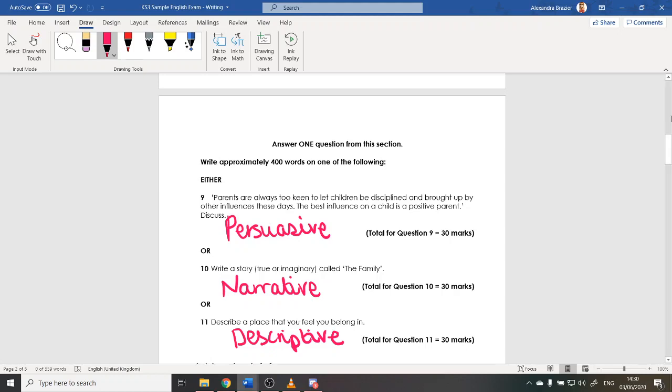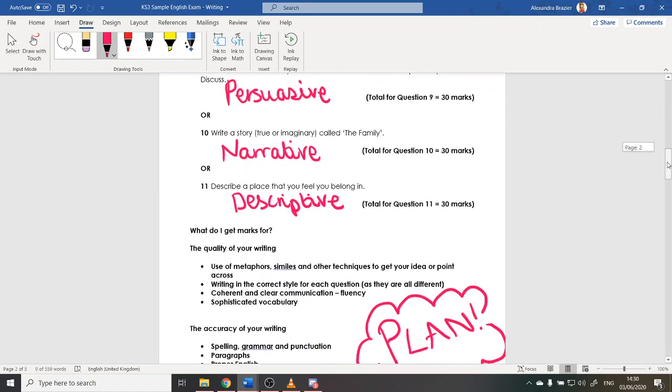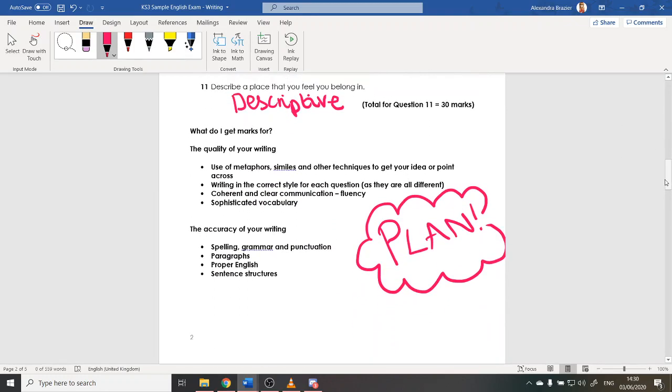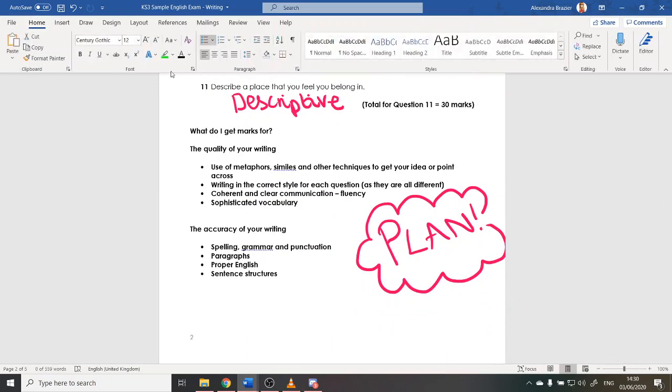Let's have a look at the things that you get marked on for this question. So what you get marks for. The first thing you get marks for is the quality of your writing. This means that you need to write in a clear way. If you have a brilliant idea but you don't express it very well, then that's no good to anybody. So we need you to write your ideas in interesting and clearly communicative ways.